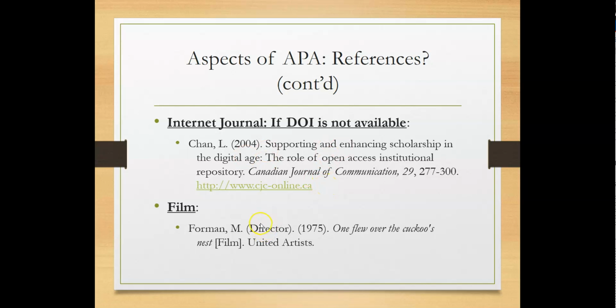And again, I don't know if this would be useful for any of you, but film is my area, so I often include an example. If you ever need to cite a film itself, you would do the director's last name, comma, first initial. Director would be put in parentheses with a period. Then in another set of parentheses would be the year that it came out, period. The title of the film, in this case, One Flew Over the Cuckoo's Nest, of course, observing the capitalization rules. In brackets, you put film, period, and then the distributor, or the studio that produced the film.